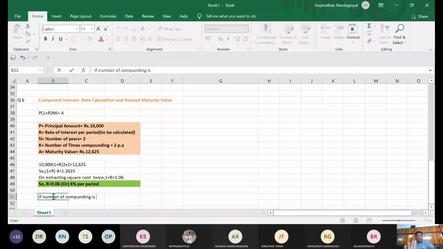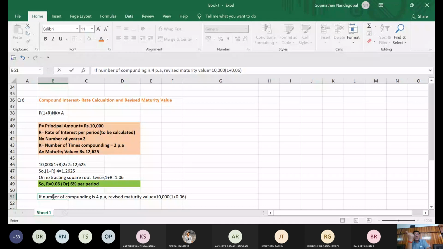That is, the revised maturity value will be equal to 10,000 times 1 plus, already you know the rate, 0.06. Sir, we can't take 0.06, right? Why? 0.06 is for half year. I never said that the rate will change. Yes, sir, but that rate is per period when it's half yearly. See, they are just saying that only the compounding is being changed.